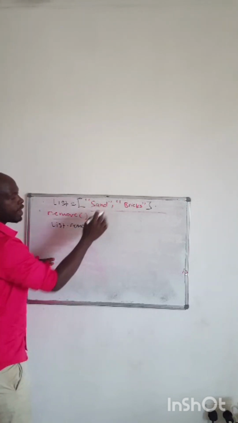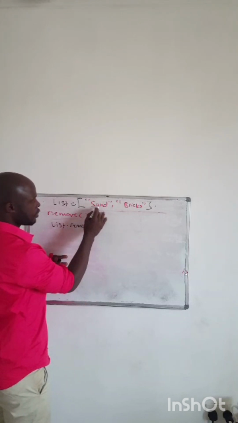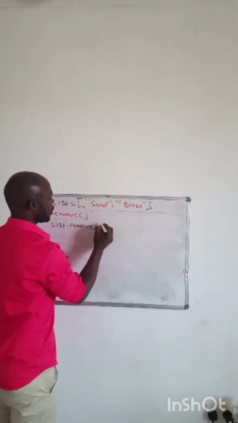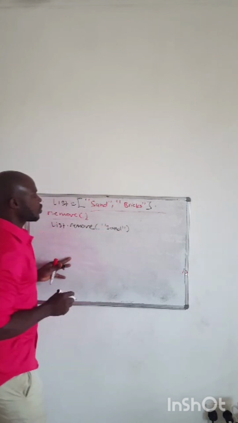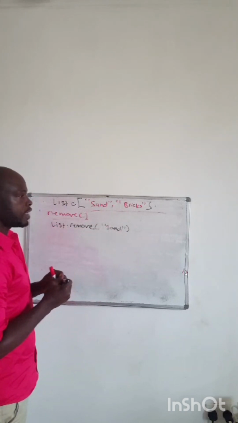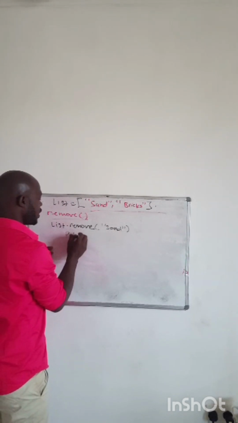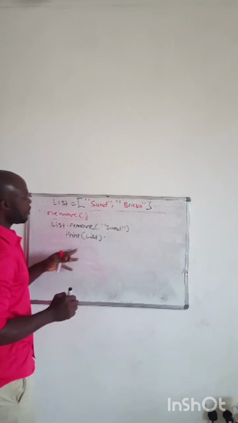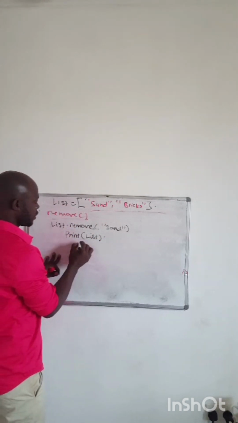Okay, and then we specify the item in our list. For example, let us remove sand. So we shall say list dot remove sand. Okay. So this removes sand from our list, and so if we print the list, so if we say print list, so the result now is going to be this.